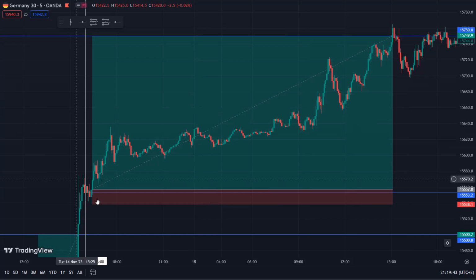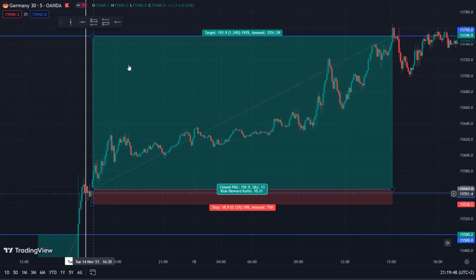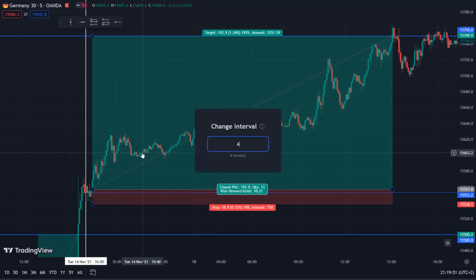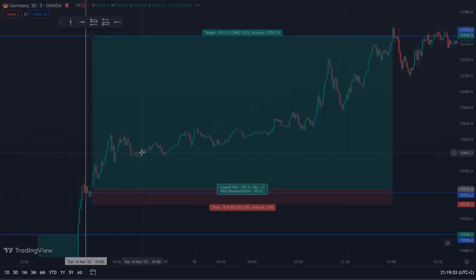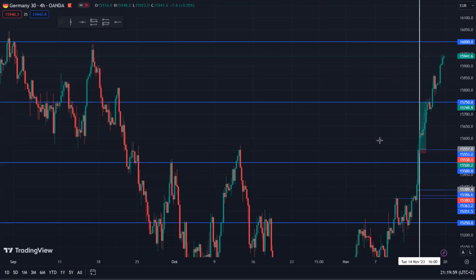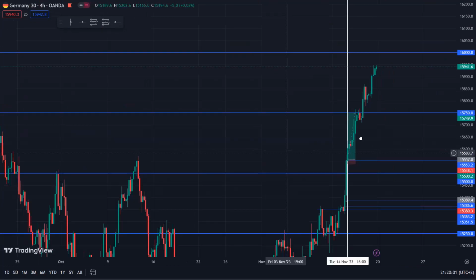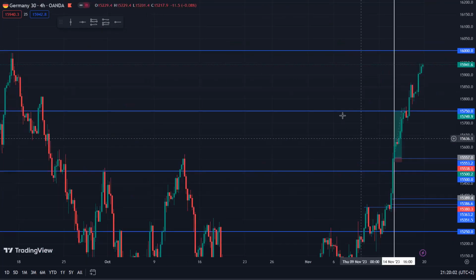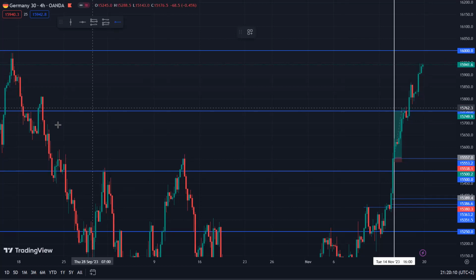Guys, let's go back to it. There was our entry. Let's go to the 4 hour and see what's happening on the 4 hour. So on the 4 hour market, what TP is this, right? Okay, but let's not forget the structure.